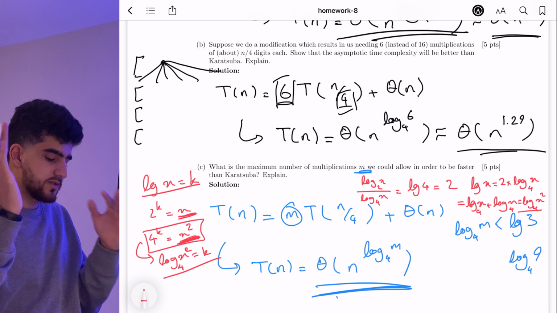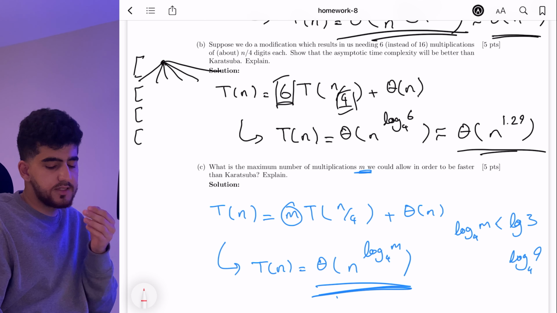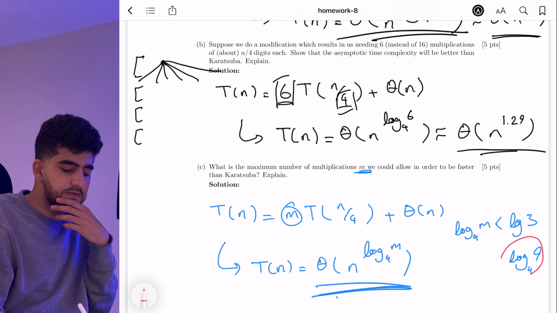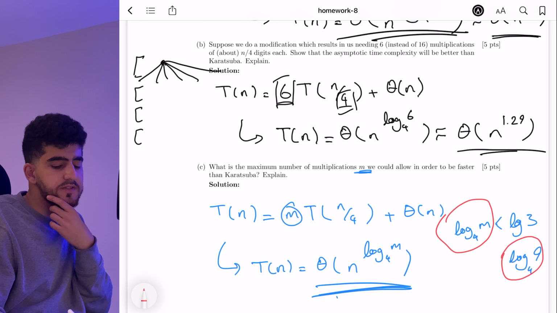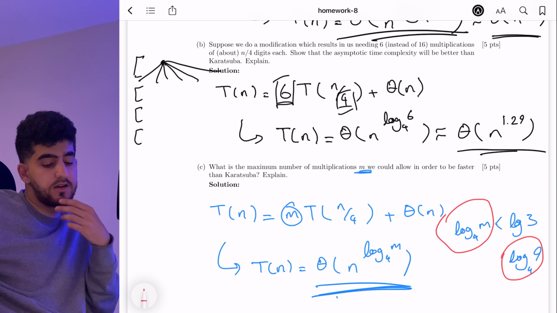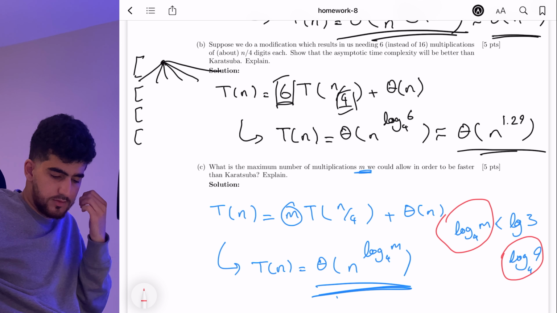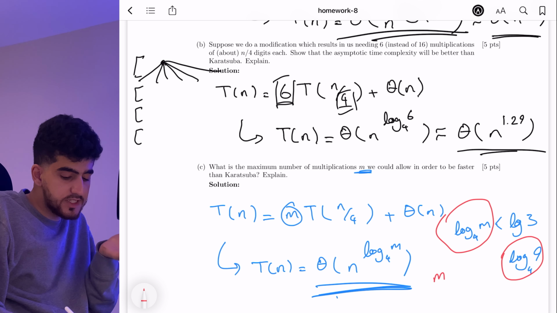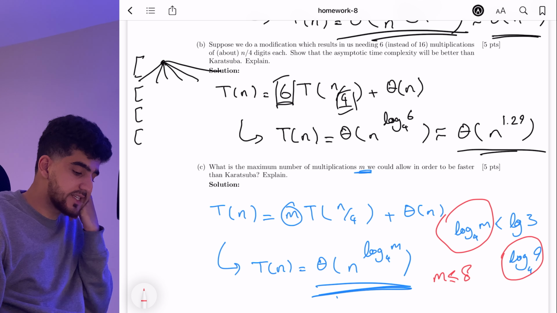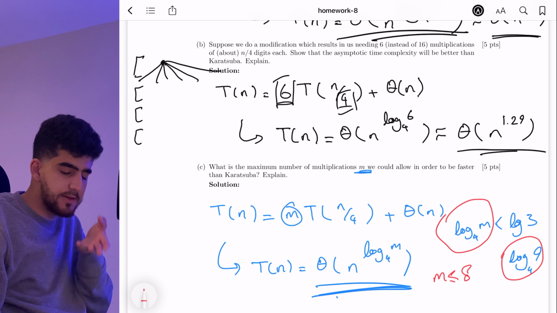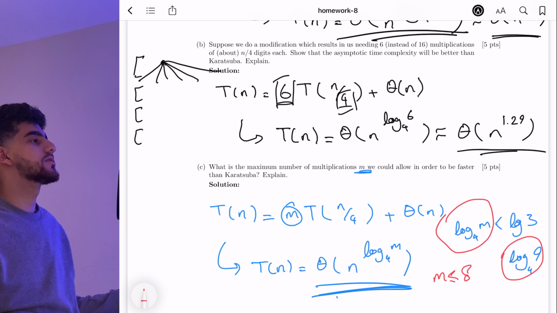But anyways, this is just something that we know. Well, what we can say is that instead of log of 3, we just consider log of 9 in base 4 and we compare it with m. Log of m in base 4 should be strictly less than log of 9 in base 4. So m should be at most 8. So if it's asked what is the maximum number of multiplications m, it is going to be 8. So the answer to this problem is 8.